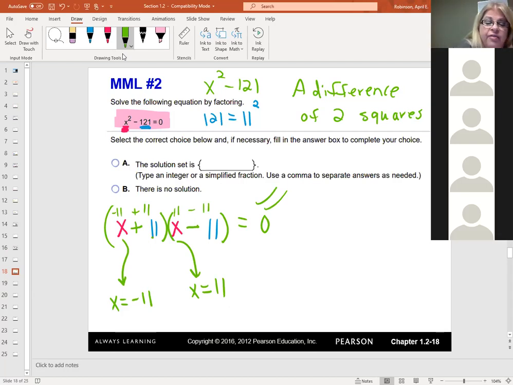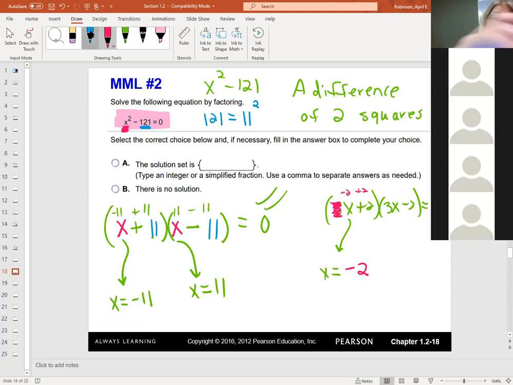Sometimes I can just look at them. Even if it was a 3x plus 2 times a 3x minus 2, when I look at this x right here, let's say the 3 was not there, then wouldn't that x just be a minus 2? Because negative 2 plus 2 would give you 0. However, that 3 is there. So it's like you're saying 3x equals negative 2, and you'd have to divide off the 3. So when I look at the other one, I'm seeing x is going to be, because it's a minus 2, I need a plus 2, and because it's times 3, I need to divide by 3. So x is 2/3. Negative 2/3, positive 2/3.